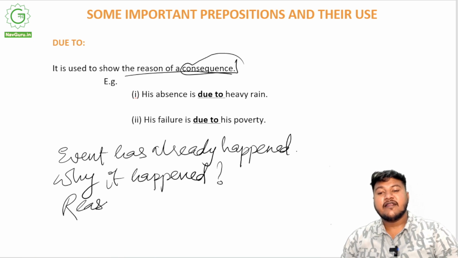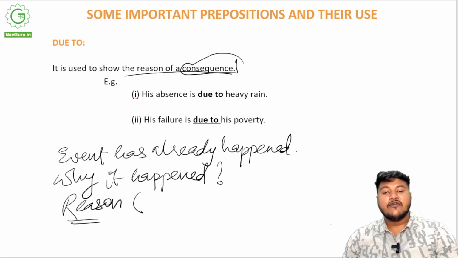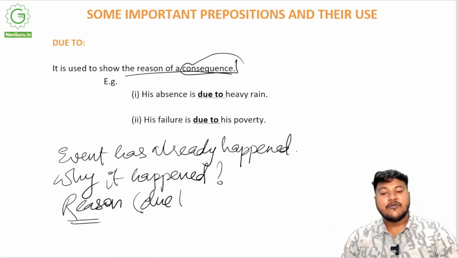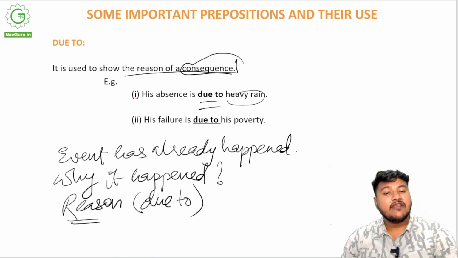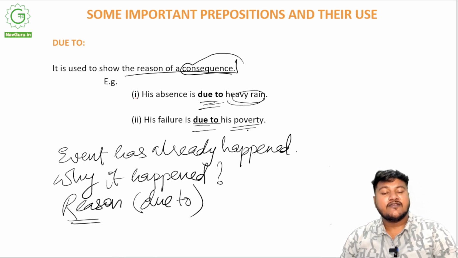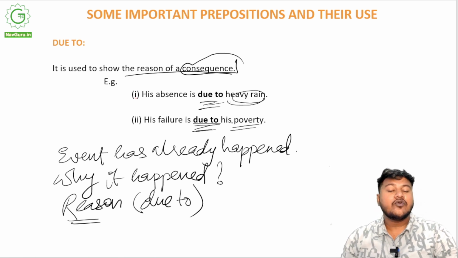So this reason, as you realize, when I'm giving it, I use the word due to, the preposition due to with it, right? His absence is due to heavy rain. So it was raining heavily, he could not come. So his absence is due to heavy rain. His failure is due to his poverty. His economic condition does not allow him to do stuff. So his failure is due to his poverty.